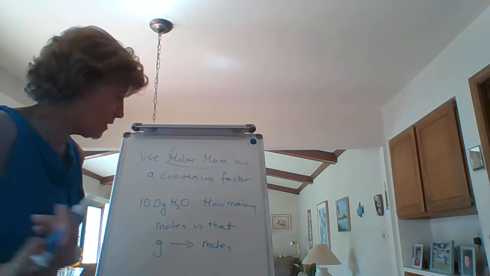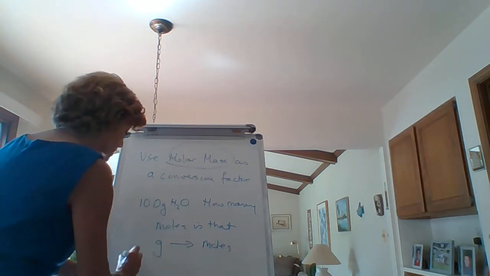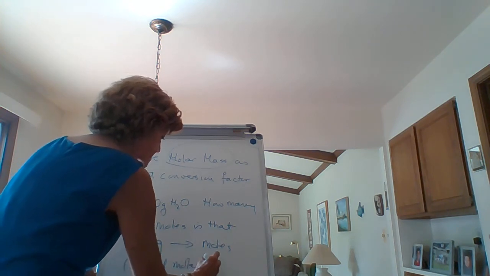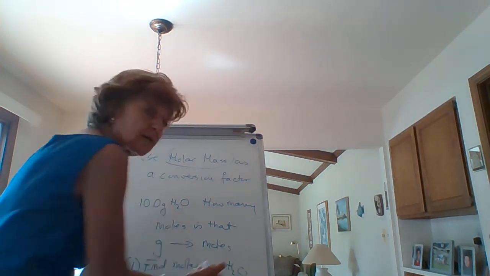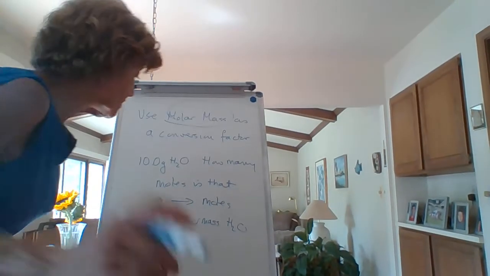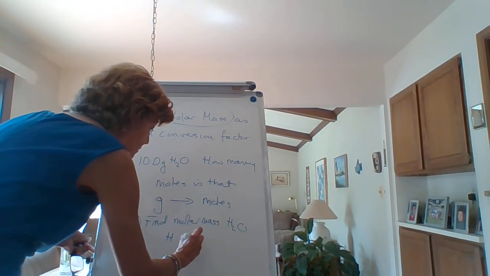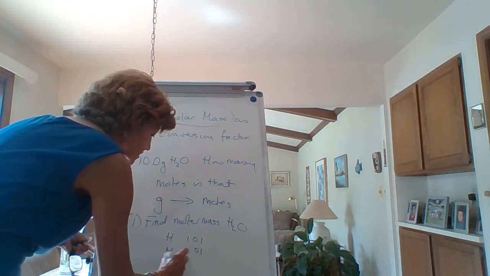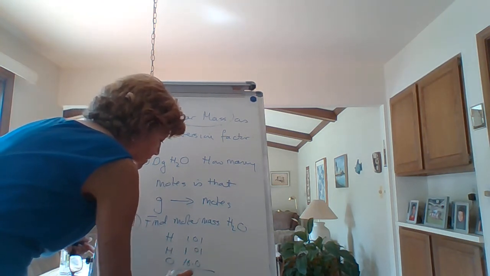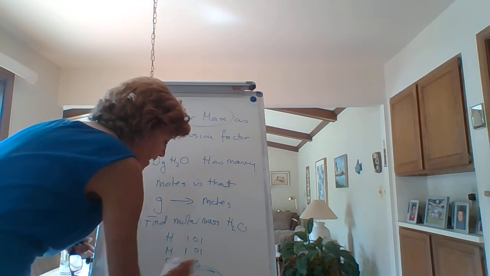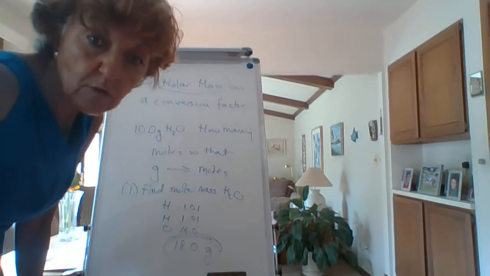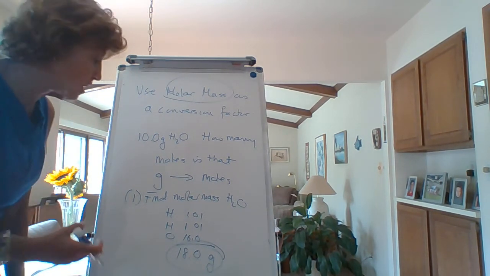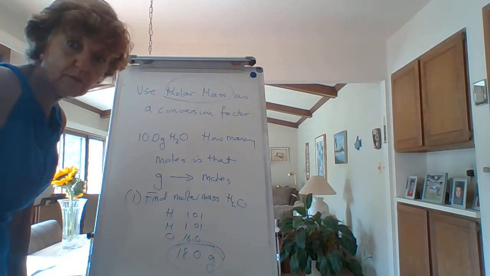You go calculate it. So number one, you need to find the molar mass of water, which we did in a previous video. Remember, we said hydrogen is 1.01, the other hydrogen is 1.01, oxygen is 16.0, and we ended up with 18.0 grams. Remember, not AMU, because if we're talking about molar mass, we're assuming we have a mole of water. So 1 mole of water weighs 18.0 grams.